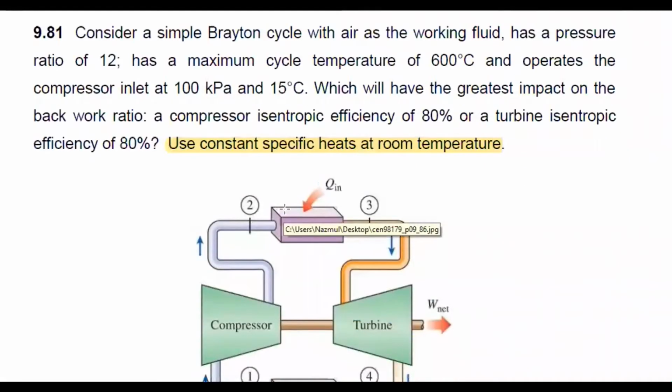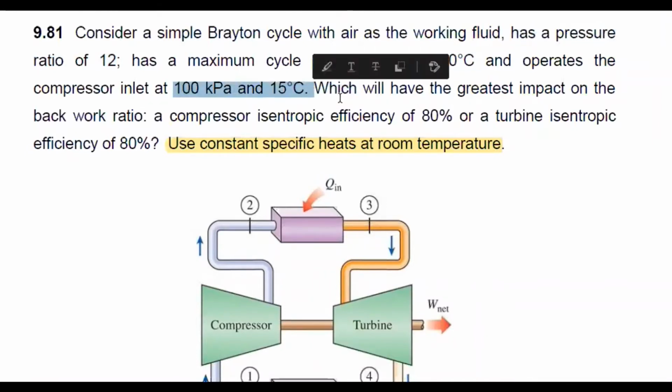A simple Brayton cycle with air as a working fluid has a pressure ratio of 12, okay? So it's the same thing as the volume ratio we just saw, but in this case, it's the pressure ratio, okay? So maximum pressure over the minimum pressure is 12. It has a maximum cycle temperature of 600 Celsius and operates the compressor inlet at 100 kilopascals, 50 Celsius.